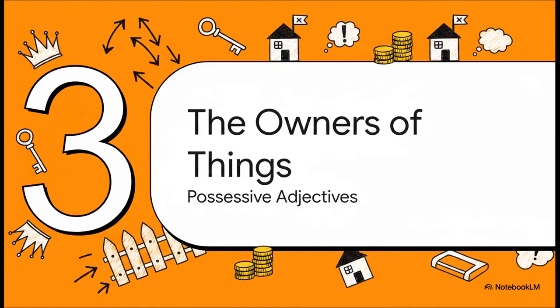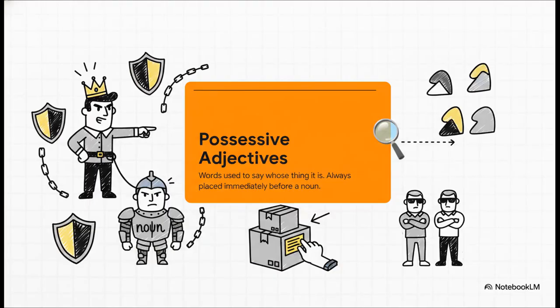Section 3. The owners of things. Let's talk about possessive adjectives. Now, unlike our passive receivers, this group brings a completely different energy. Possessive adjectives are words used to say whose thing it is, and they are always placed immediately before a noun. Think of them as the owners, or actually, kind of like bodyguards. They absolutely refuse to travel alone. Without exception, they have to travel alongside a noun to claim it as their own. It's like slapping a giant label on a box that says, "Hey, this is mine."